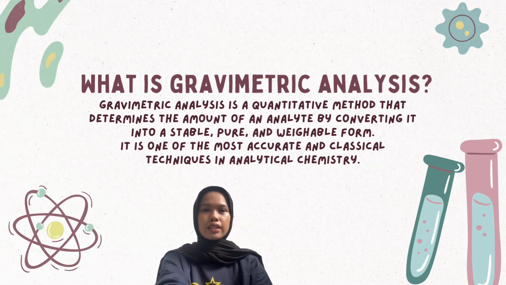Gravimetric analysis. Gravimetric analysis is a quantitative method that determines the amount of an analyte by converting it into a stable, pure, and weighable form. It is one of the most accurate and classical techniques in analytical chemistry.